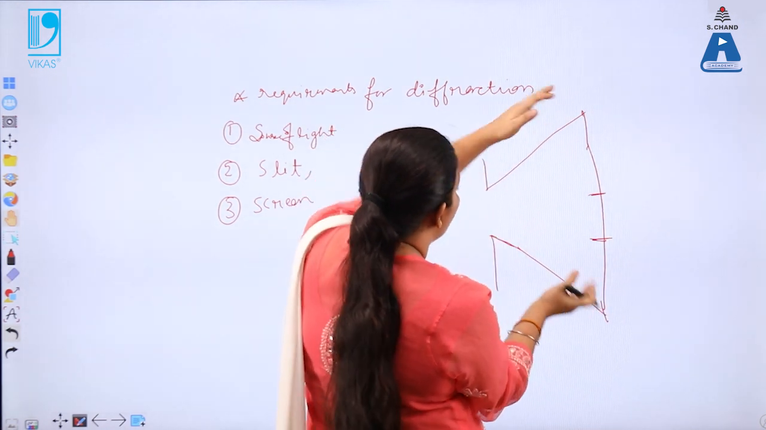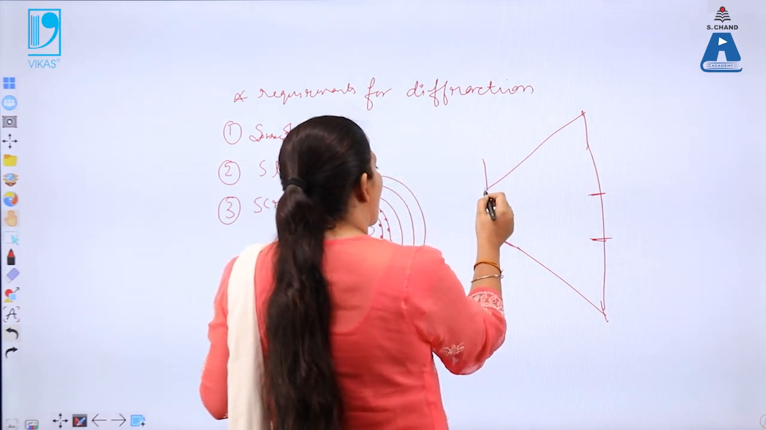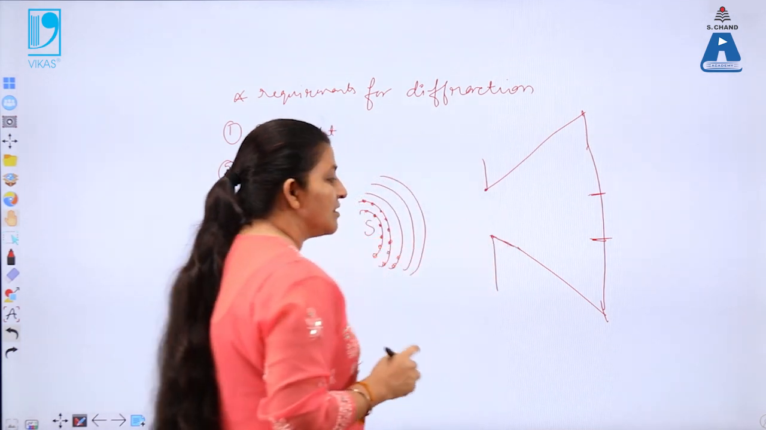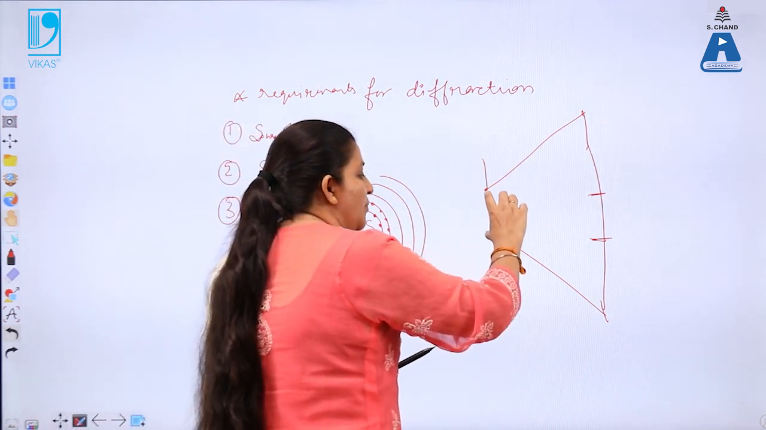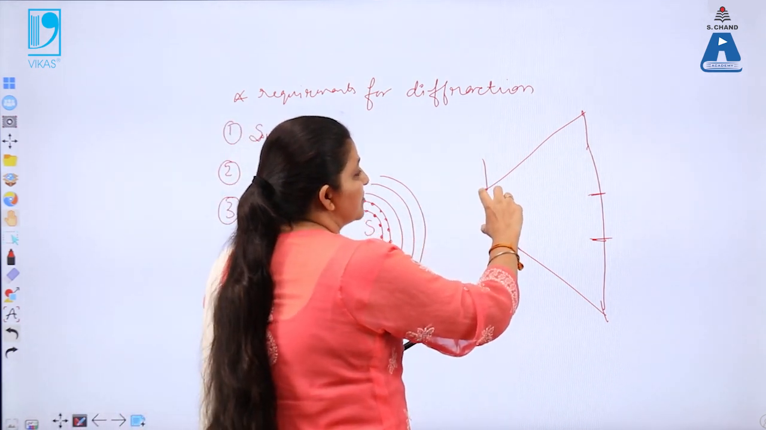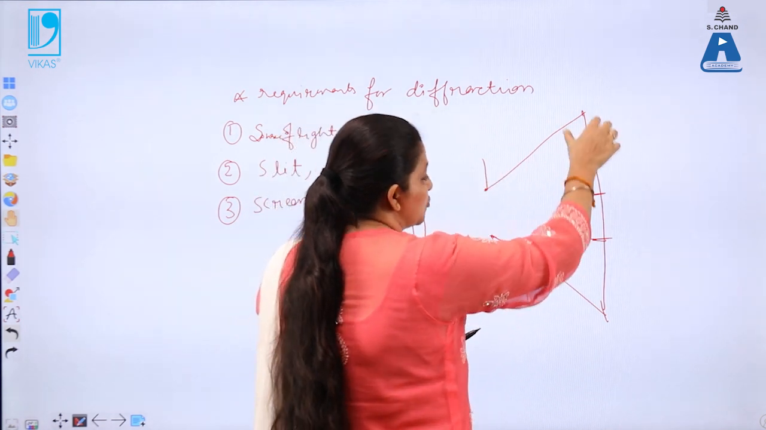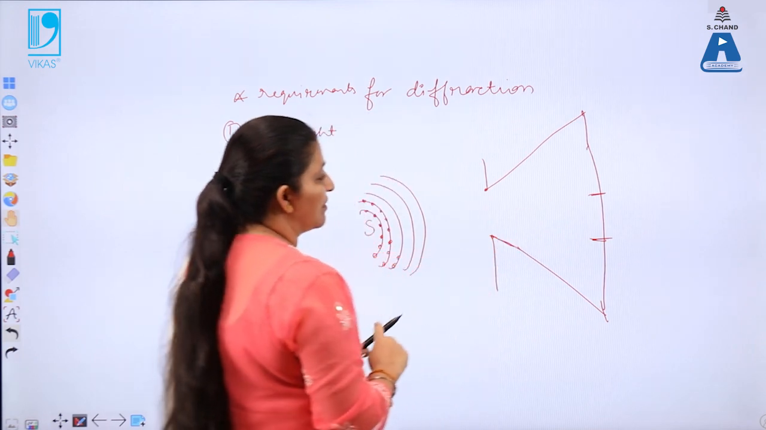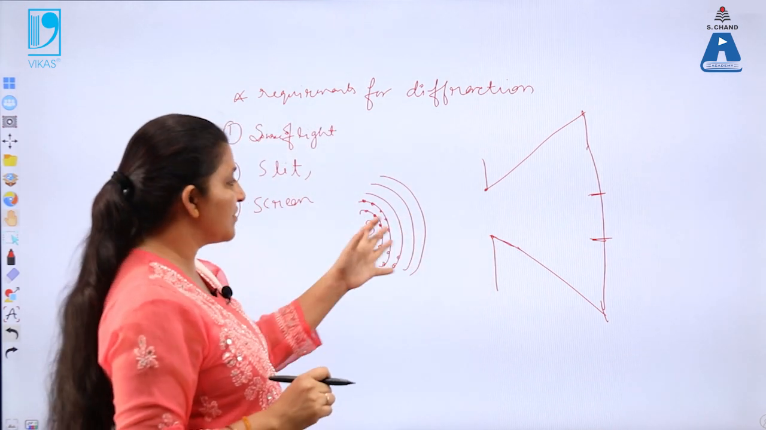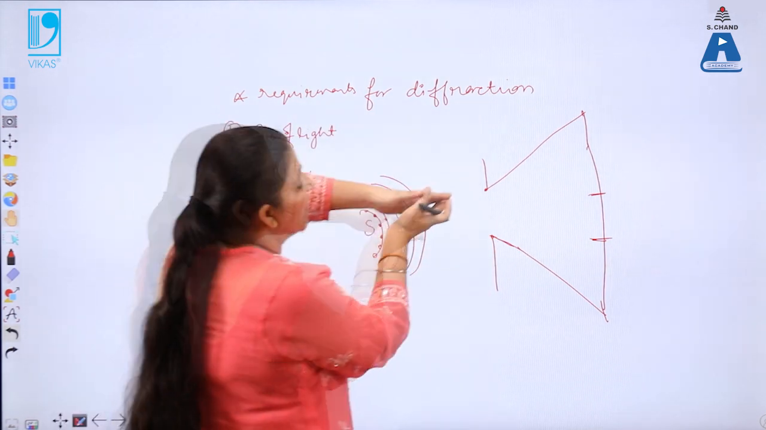Why is this so? Because around the corner of this slit there occurs spreading of light. So this is the width of the slit, and that will appear so much broader on the screen over here. This kind of pattern is called diffraction of light. That means the light is bent over here.